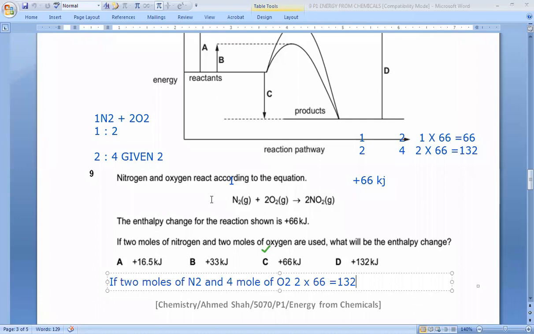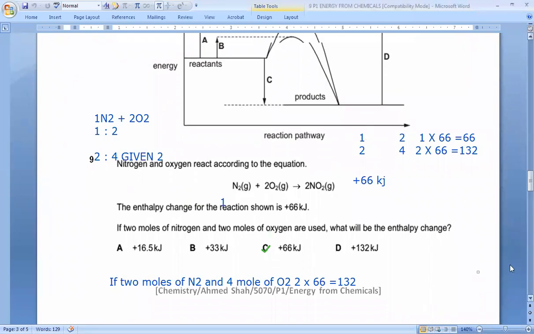Consider the question again, please. The equation has given a hint. 1 mole of nitrogen combined with 2 moles of oxygen, then 2 moles of NO2 are formed. During this reaction, 66 kilojoule energy is absorbed. In this way, 66. If you are given only 2 moles of oxygen and 2 moles of nitrogen.